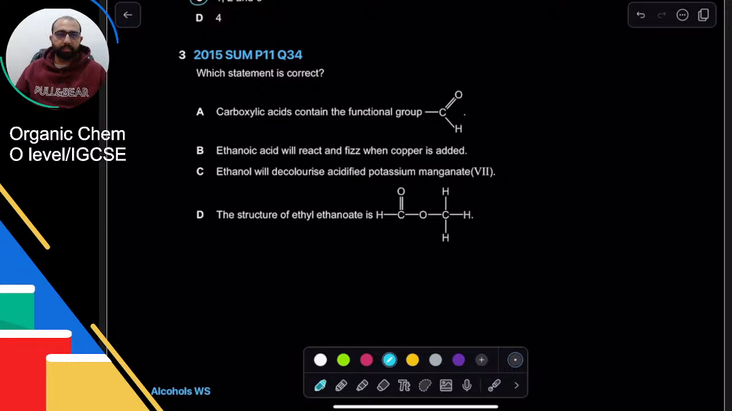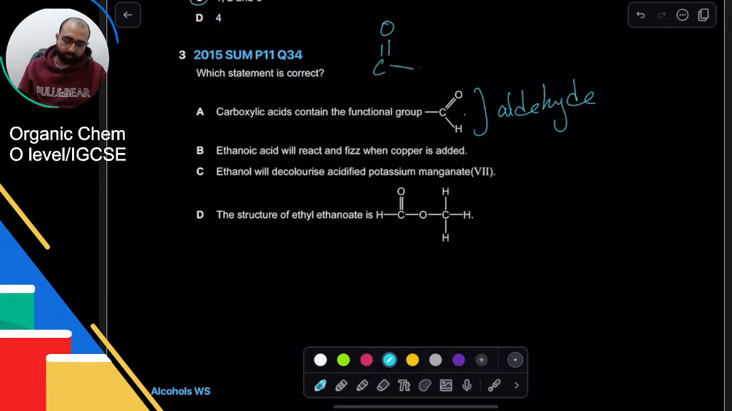Carboxylic acids contain functional group CHO. No, this one is actually for something we call aldehyde, which is no longer, I mean, it's not in O levels or IGCSE syllabus. You should know that they have C double bond O with OH. So that is the carboxylic acid, not aldehyde. ठीक है.